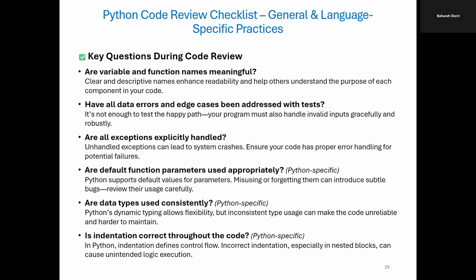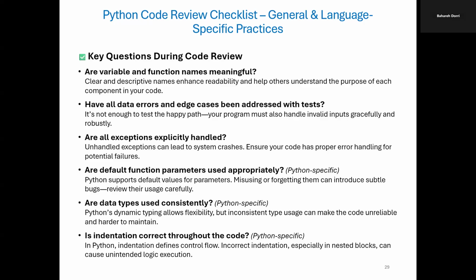It's easy to write tests for cases that work, but did the developer write tests for bad inputs like empty lists, invalid types, or missing data? And then exception handling is another big one. If something unexpected happens, does the program crash or does it handle it gracefully? For Python especially, default parameters are powerful but can be misused. So you want to make sure they are used intentionally.